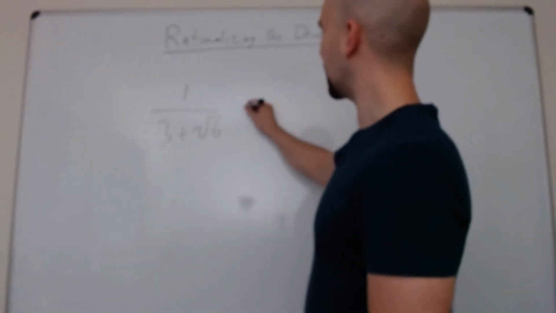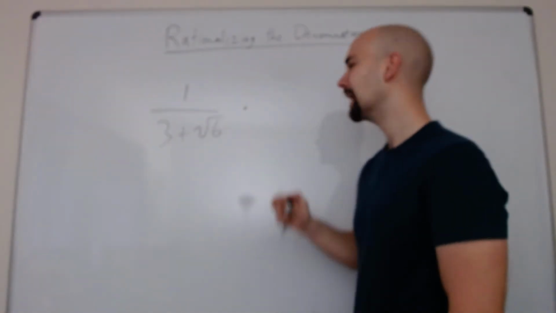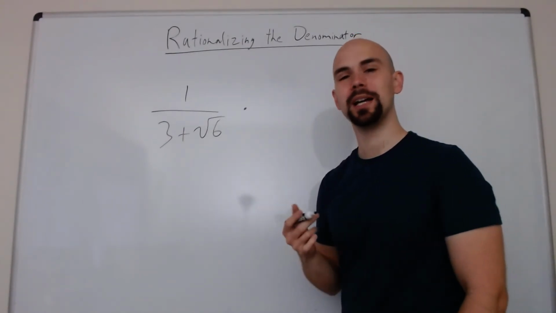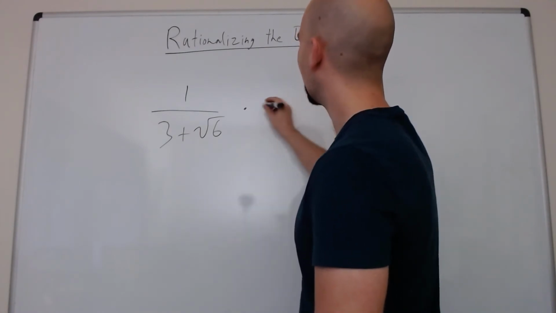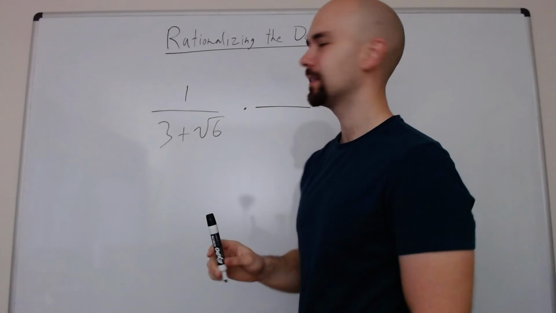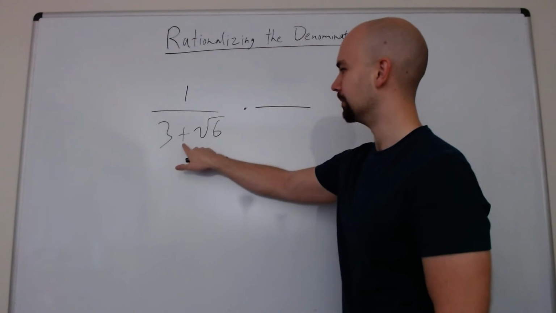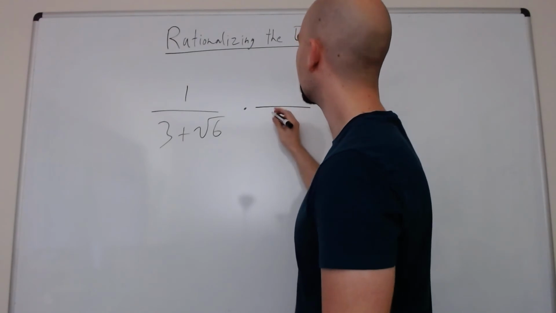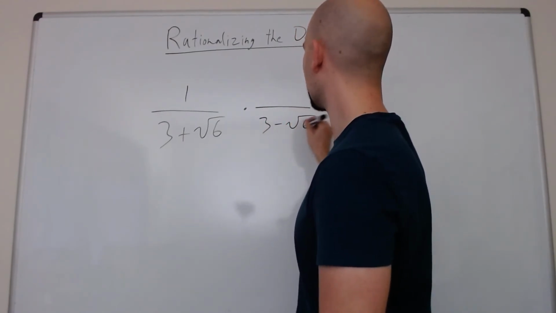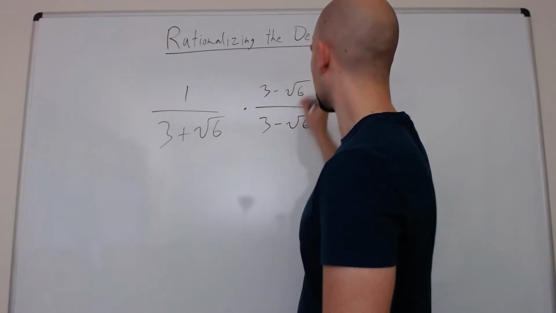So how do I rationalize this denominator? I'm going to multiply the whole fraction, because I can't multiply the fraction by anything without changing its value unless it's the same numerator and denominator. So I'm going to multiply the numerator and denominator by the conjugate of 3 plus square root of 6. The conjugate is the same thing, but with the square root with its opposite sign. So this is plus square root of 6. The conjugate will be 3 minus the square root of 6, over 3 minus the square root of 6.